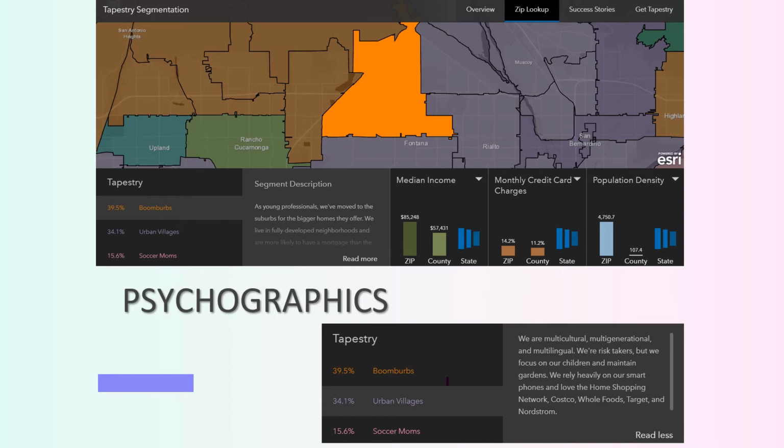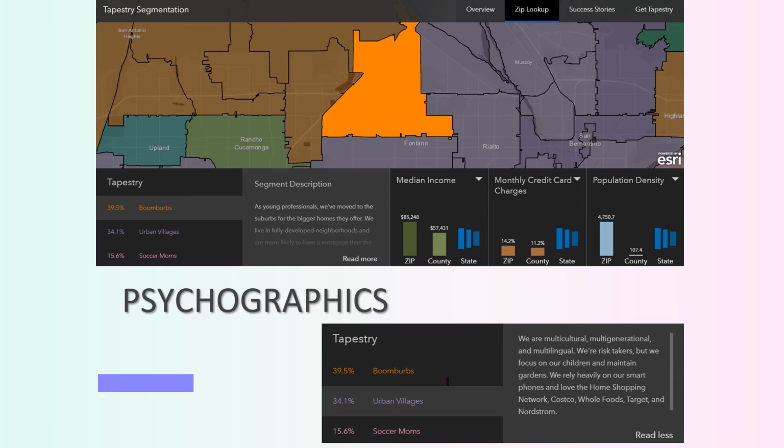And so you see that there are some definitions here. Now, our textbook had different names for them. Esri uses these names just because they're proprietary to them. But if we look at the marketing segments, they've named them. And the highest percentage in our area, they're called Bloomsburgs, and they're young professionals that have moved. If you move over, it talks about the segment description. They've moved for bigger homes and live in fully developed neighborhoods.